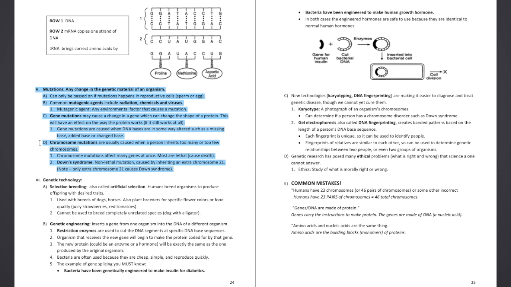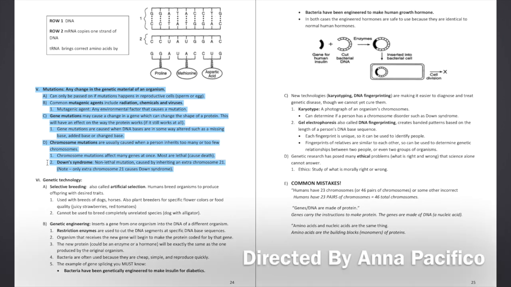D. Chromosome mutations are usually caused when a person inherits too many or too few chromosomes. 1. Chromosome mutations affect many genes at once. Most are lethal, cause death. 2. Down syndrome. Non-lethal mutation caused by inheriting an extra chromosome 21. Note: only extra chromosome 21 causes Down syndrome.